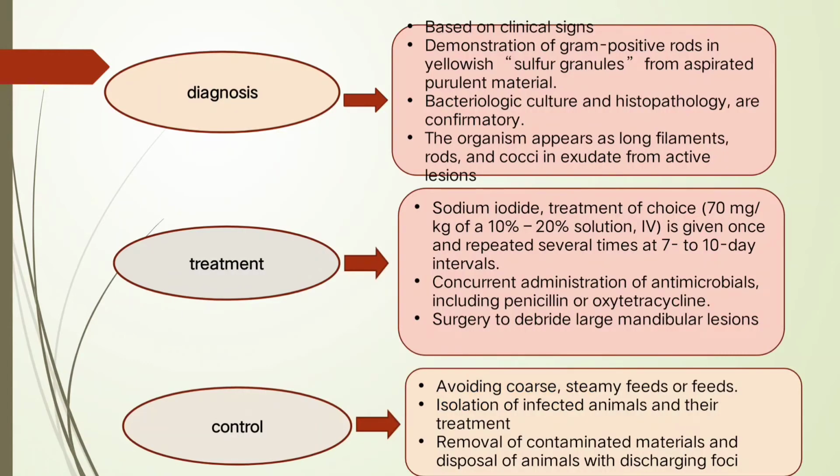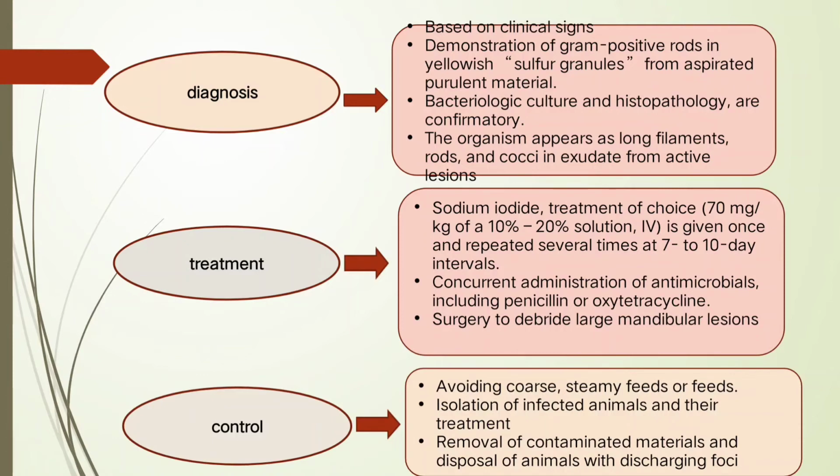Now, look at how to diagnose this disease. It can be diagnosed very easily based on clinical signs and through demonstration of the organisms as gram-positive rods in yellowish pus. The pus becomes yellow because of the presence of sulfur granules in the aspirated purulent material. Within these sulfur granules there will be organisms, which are gram-positive rods. Bacteriological culture and histopathology are confirmatory, and the organisms appear as long filaments with a branching pattern.